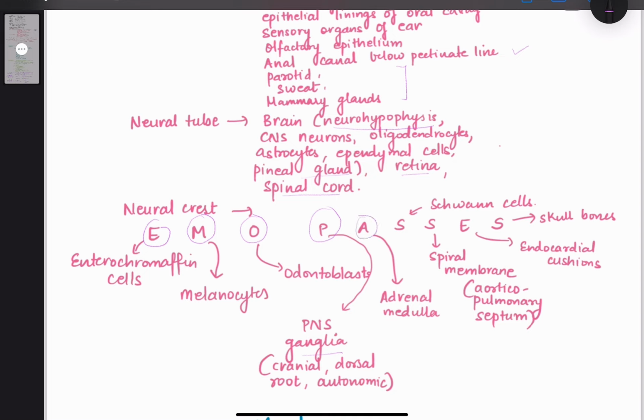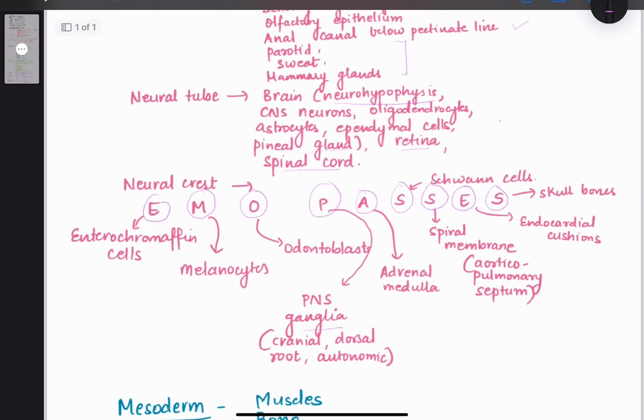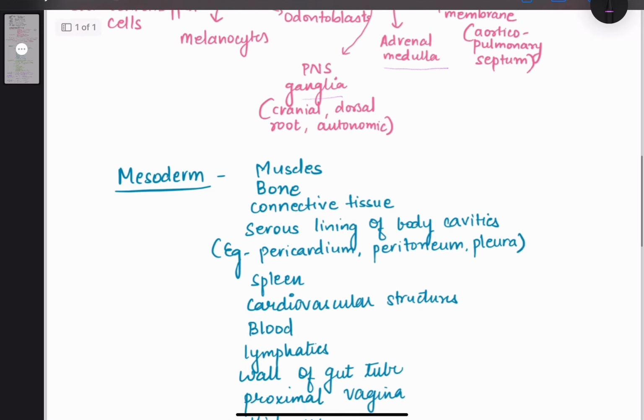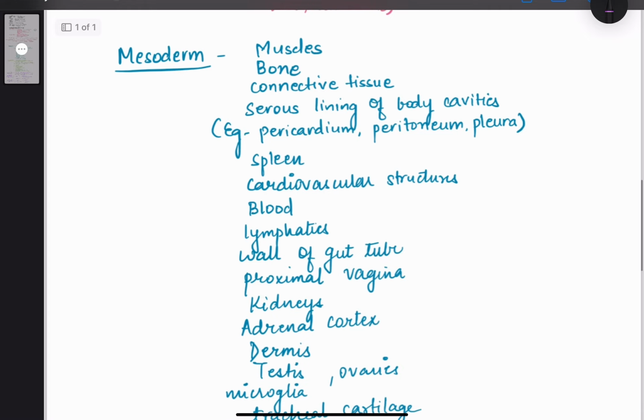A is for adrenal medulla, S is for Schwann cells, another S is for spiral membrane, that is aorticopulmonary septum, E is for endocardial cushions and S is for skull bone. So yeah, we have 3 S and we have these different derivatives of neural crest. Now the frequently asked question is like adrenal medulla is from neural crest, while adrenal cortex is from mesoderm.